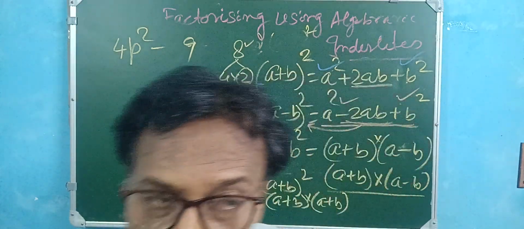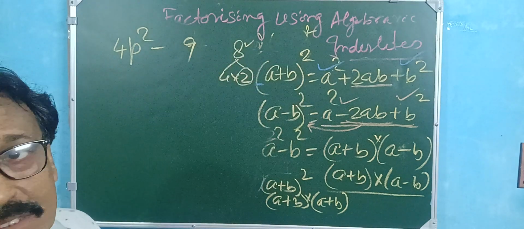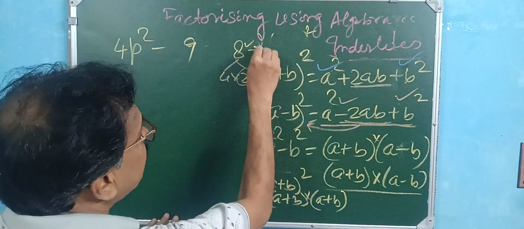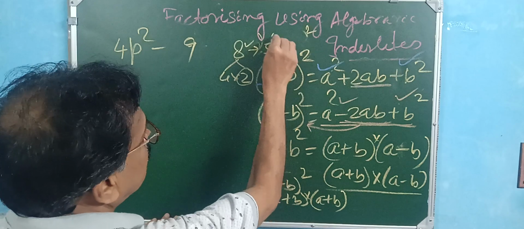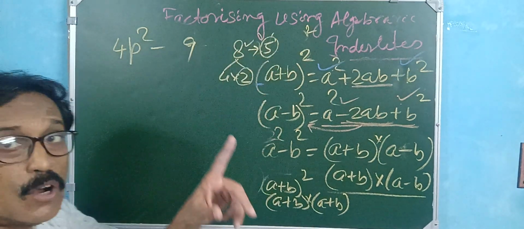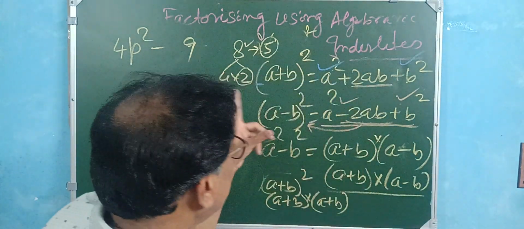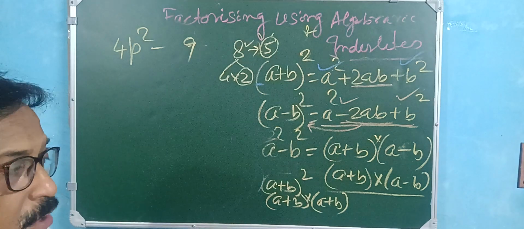I repeatedly tell you what factorization actually is. That is the very important thing. 5 is not a factor of 8, because 8 divided by 5, the answer will be a decimal, not a whole number. For that reason, it is not the proper concept.